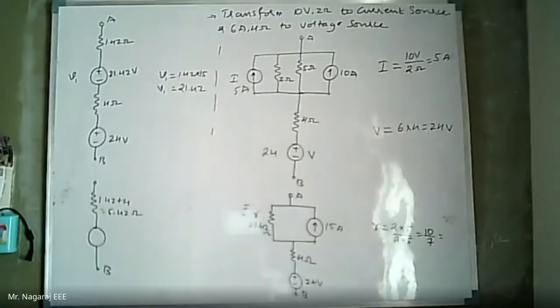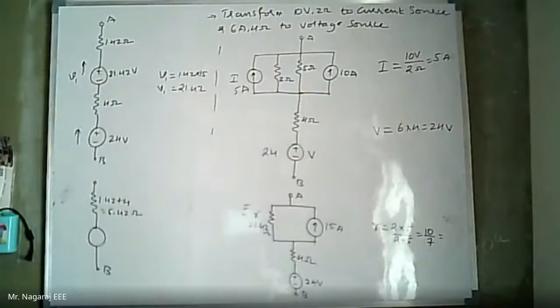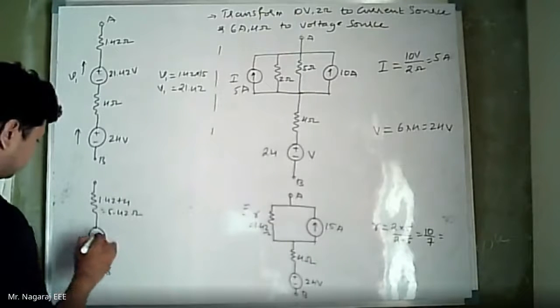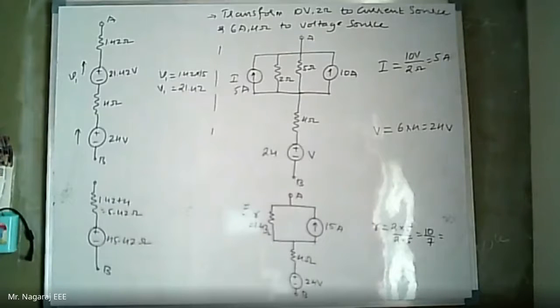Now observe the direction of EMFs of both the sources. They are in the same direction. Plus is connected to minus of this 21.42. So therefore, these two source values will add up. So 24 plus 21.42. So it will be 45.42. So this is terminal A. Conversion of the entire circuit into the single voltage source between the terminals A and B.